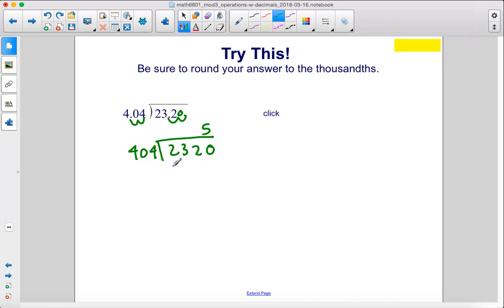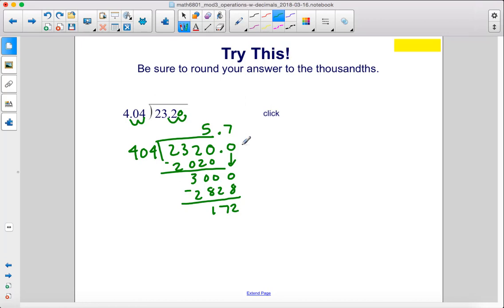5 times 404 is 2020. When you subtract those, you get 300. It does not go into 300, so we have to add some zeros here. We'll bring this 0 down, and it does go into 3,000. It goes in 7 times. And remember, we're going to move this decimal up there. 7 times 404 is 2828. When we subtract those, we get 172.